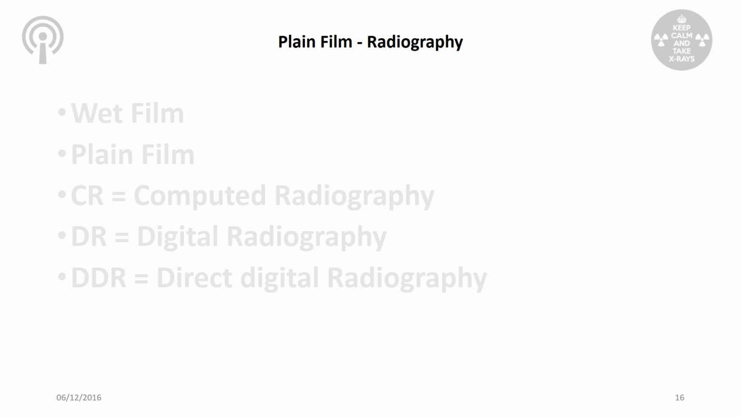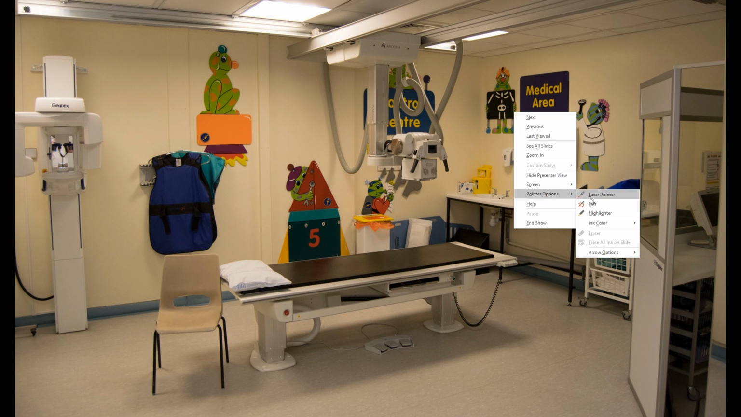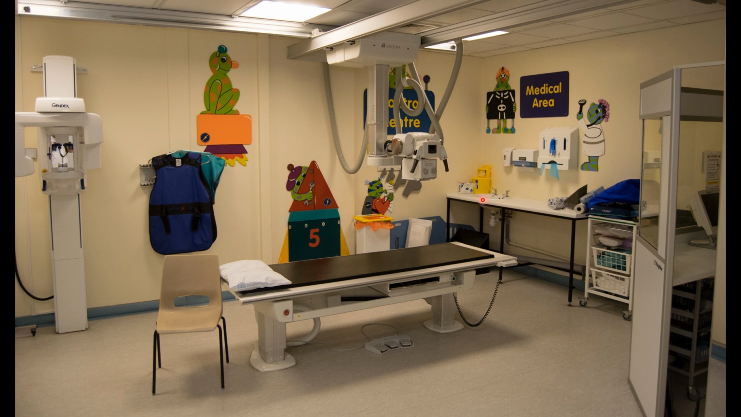So let's have a look at what your average plain film radiography room looks like. Let's change the pointer style here to the laser pointer. So what do we have? This is an OPT machine, orthopantomogram, I believe, and that's digital, that's DR, so the detector is built into the machine. And this takes views of your mandible.